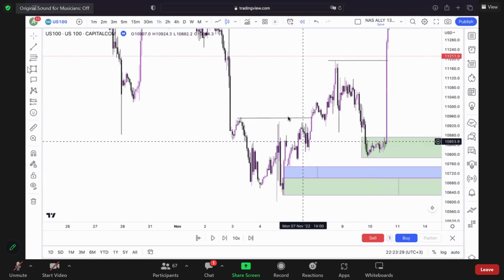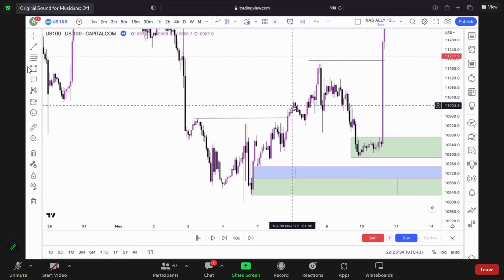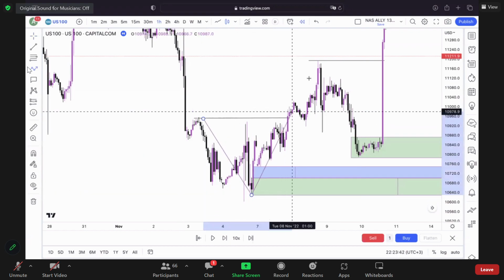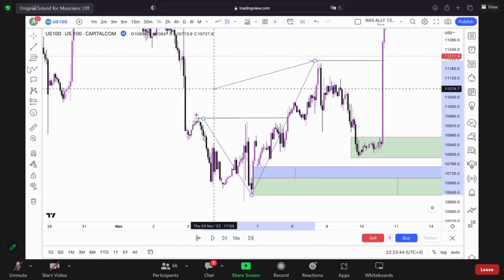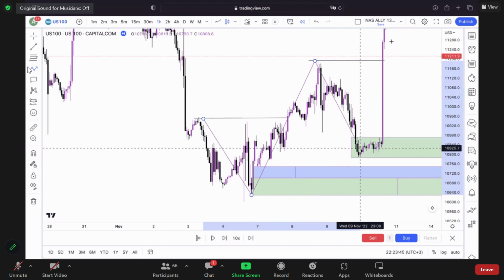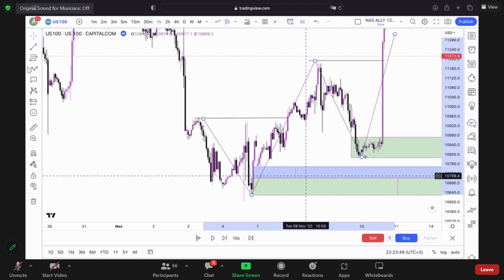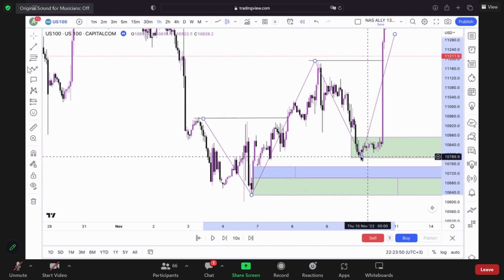Like displacement to the upside. It also broke the structure. But remember what I said in terms of inducement earlier on. Okay, so look at the market structure, right? The market changes character, breaks structure. What's sitting below this low? Liquidity, and why even more so?